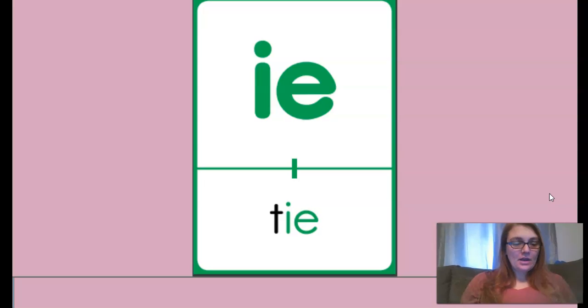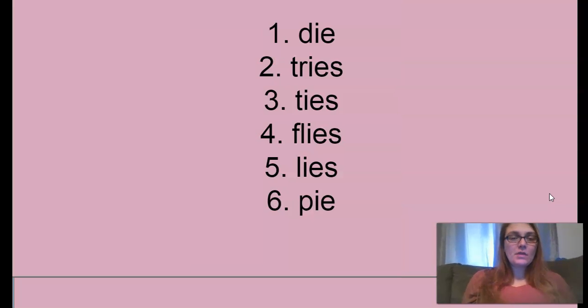Great job. Okay, so we have the long I spelling IE, like in the word tie and lie and flies. Looking at the power bar, you see it's pretty small, right? Here are some words that have the IE spelling for the long I sound. Die. This is like when something's no longer living, not the dye like to color your hair. Tries, ties, flies, lies, and pie.